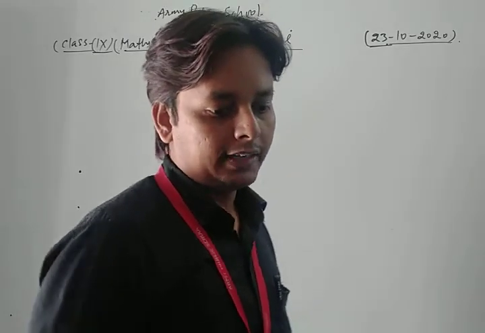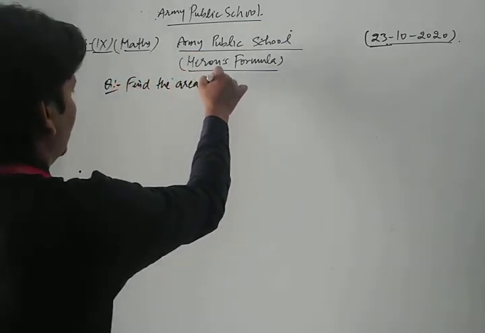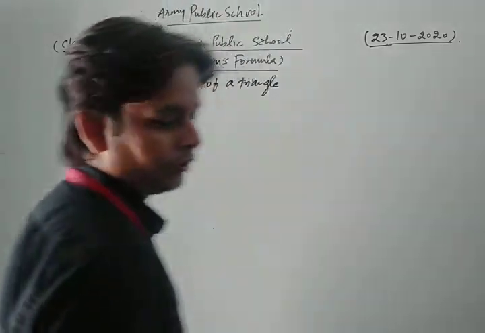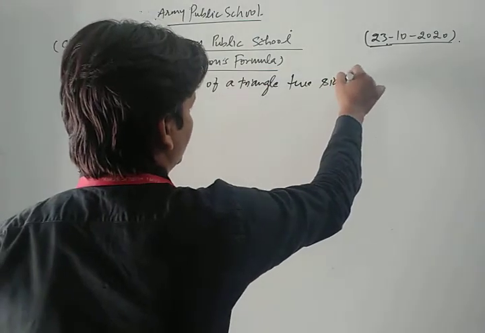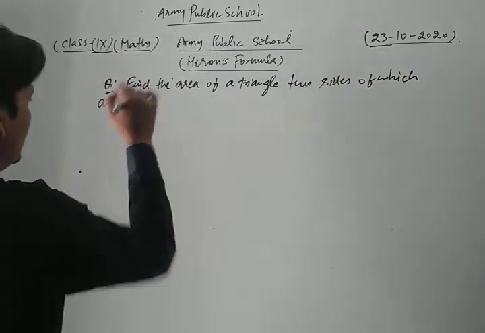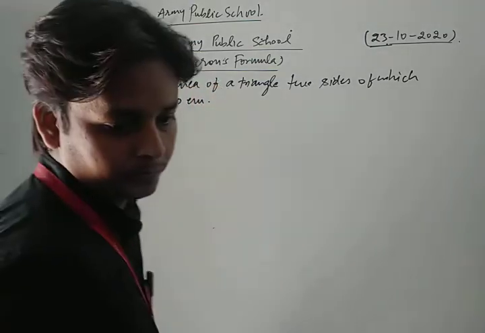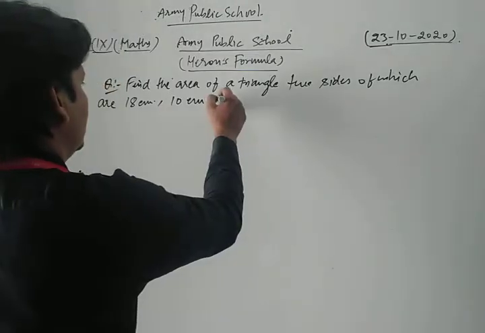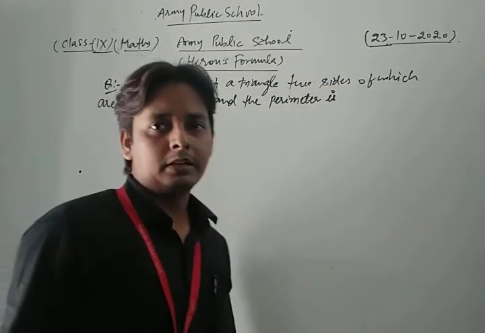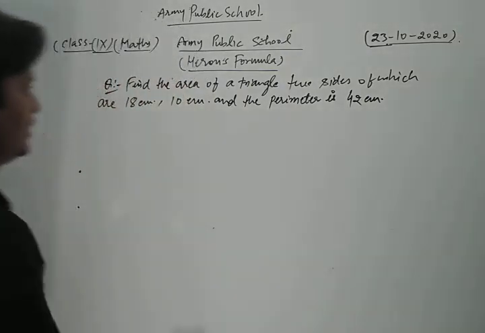Let's see. Find the area of a triangle. Find the area of the triangle, two sides of which are 18 centimeter and 10 centimeter, and the perimeter is 42 centimeter. Okay, let's see its solution.